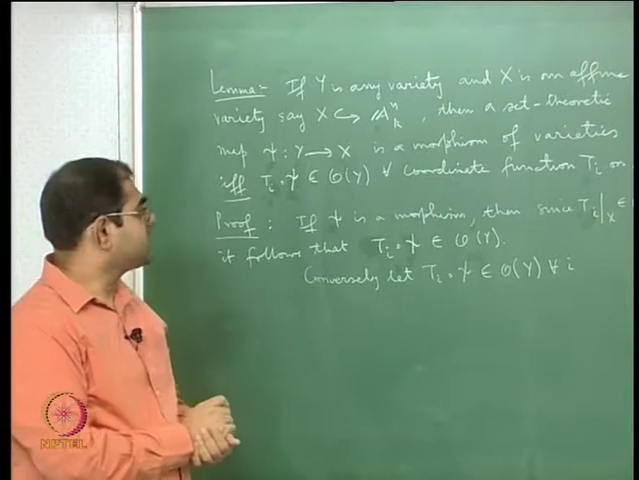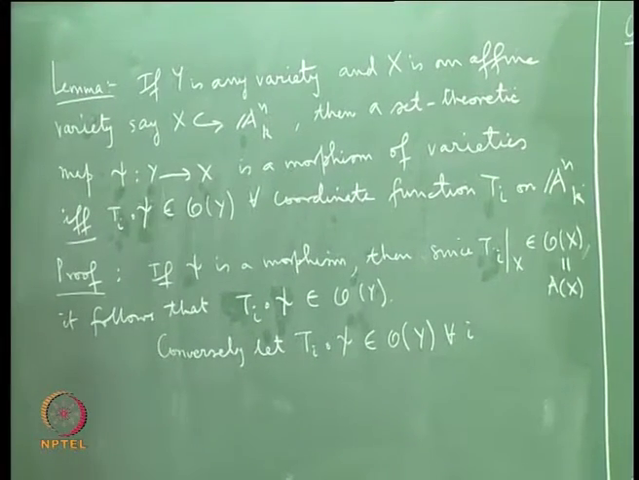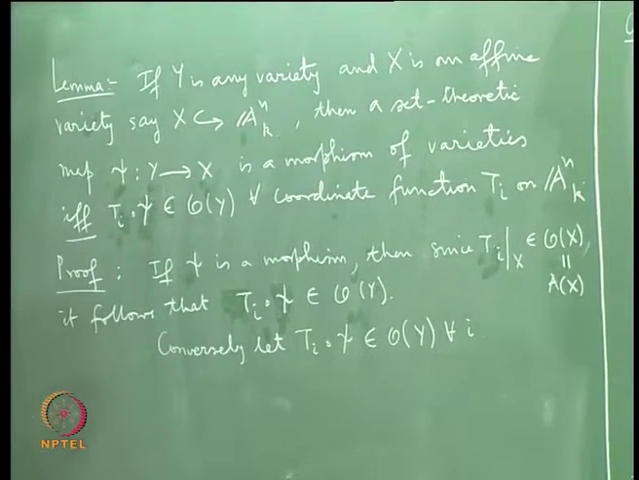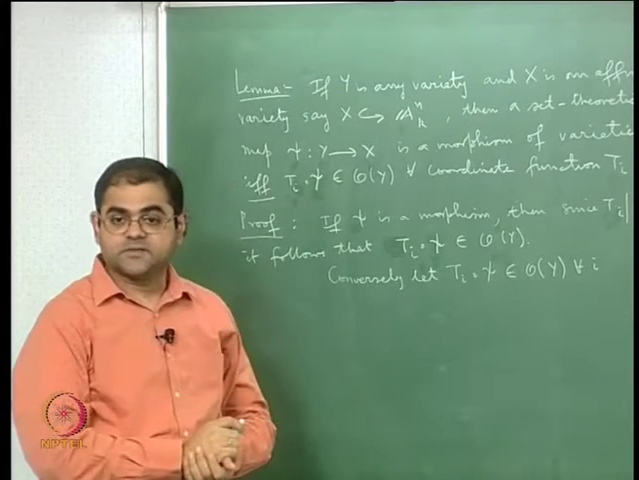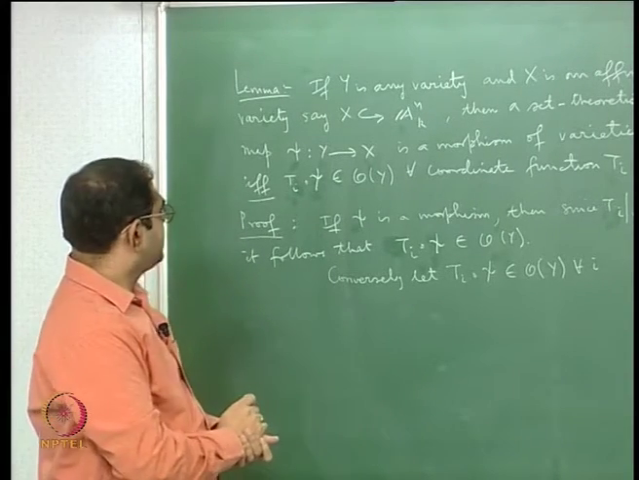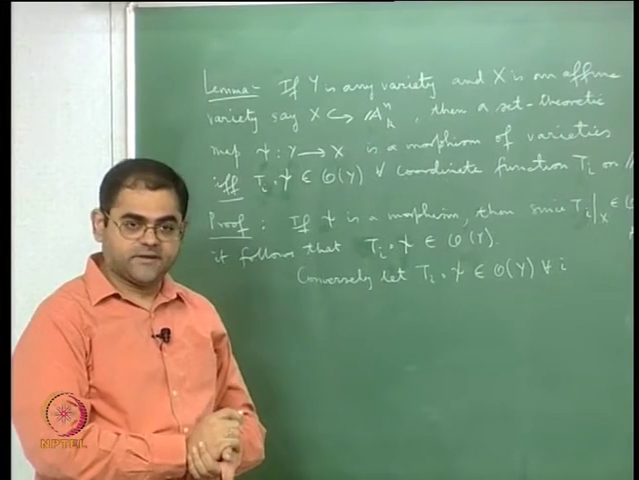Now how do I show that psi is a morphism? I have to check two properties of psi. The first thing I have to check is that it is continuous. Then the other thing I have to check is that it pulls back regular functions to regular functions. So the idea is very, very simple. Let me tell you the idea in a very qualitative way.